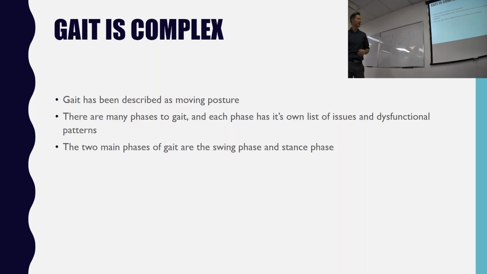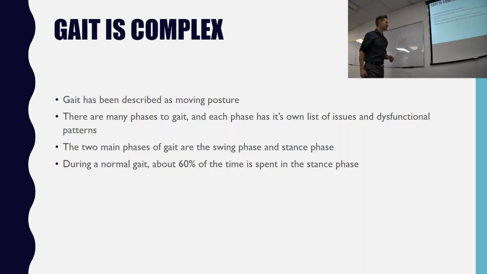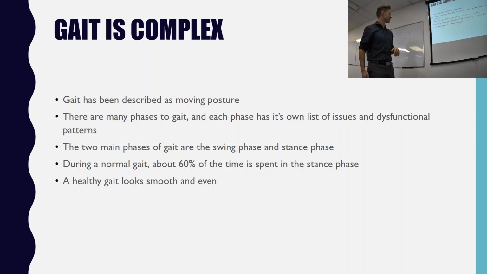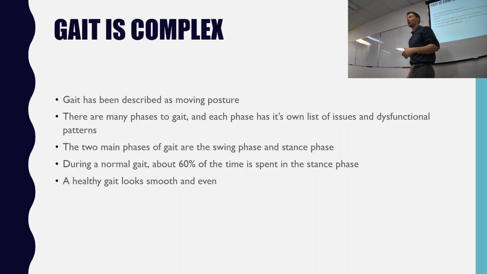The two main phases of gait are swing phase and stance phase. We have about 60% of the time spent in stance phase, and 40% is then going to be spent in swing phase. So when it comes to standing posture, both feet are firm on the ground.